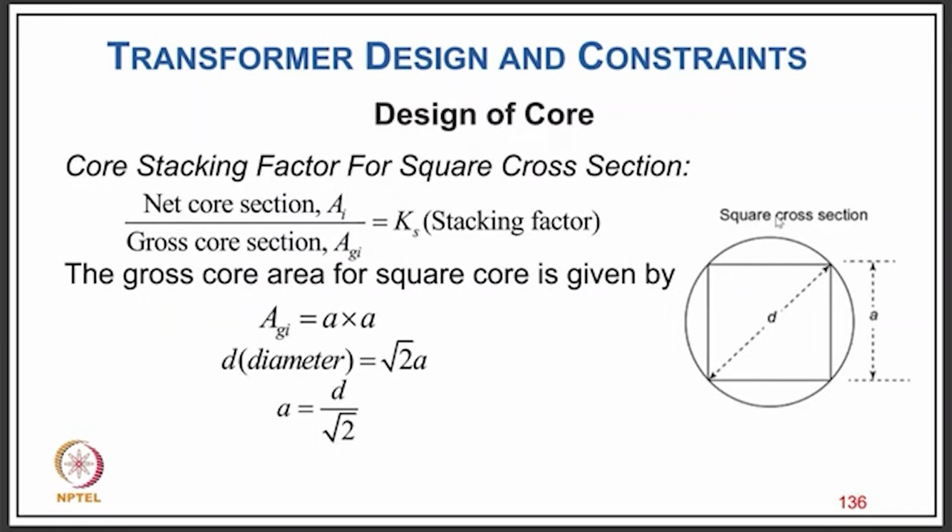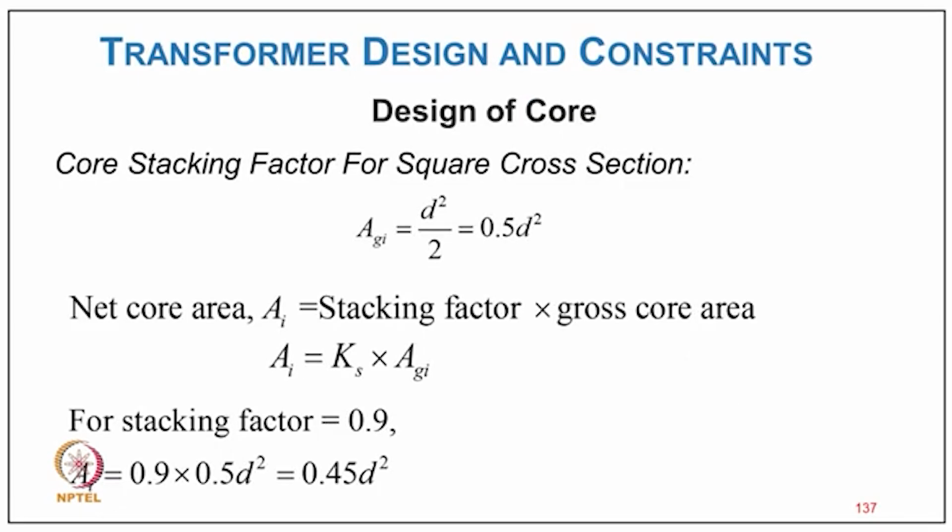So now the core stacking factor for a square section is net core section divided by core gross section, KS factor. The gross area for a square core is AGI equal to A into A, where A is the height of the core, and D the diameter is root 2 A. So A is D upon root 2. So for the core stacking factor for a square section, AGI equals D square by 2 or 0.5 into D square. So net core area equals stacking factor times gross area. AI becomes KS into AGI, and with the stacking factor 0.9, AI becomes 0.9 into 0.5 D square, so it becomes 0.45 D square.